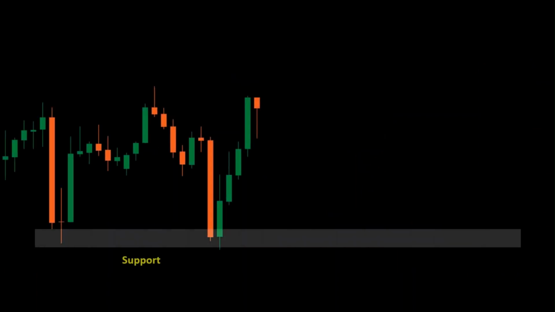In this example, a support level is once again established, followed by a price pullback to that zone. At the support level, a dragonfly doji forms, a strong indication of potential bullish reversal, showing that buyers have stepped in after initial selling pressure.